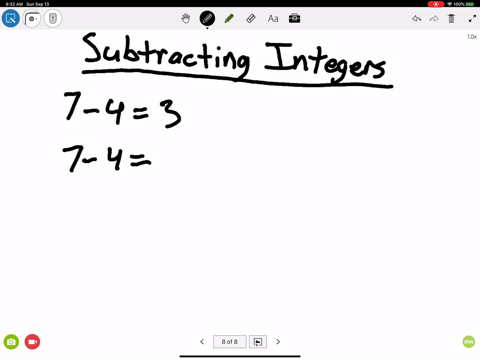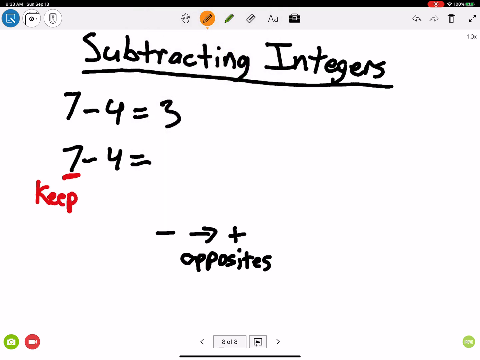Well, here I'm subtracting a positive 4. So I need to start thinking about a few things. One, if I'm changing subtraction to addition, right? Subtraction and addition are opposites of each other. They're opposite operations. So what I have to do is, I have to break this apart. So when I break this problem apart, I have my starting point. That never changes. I'm going to keep my starting point.